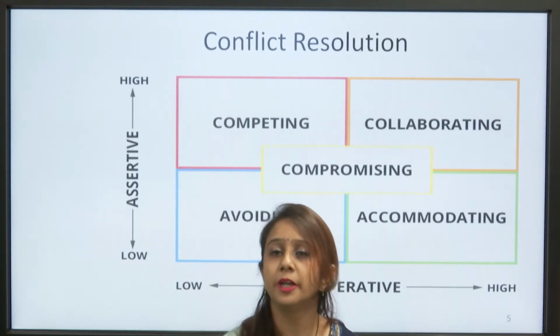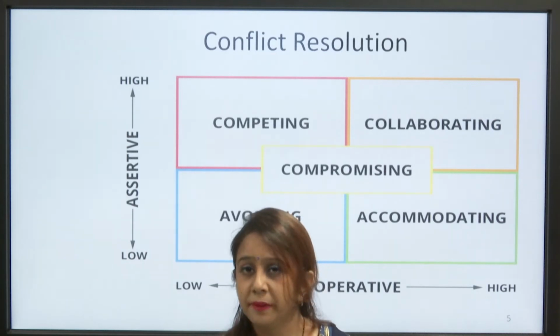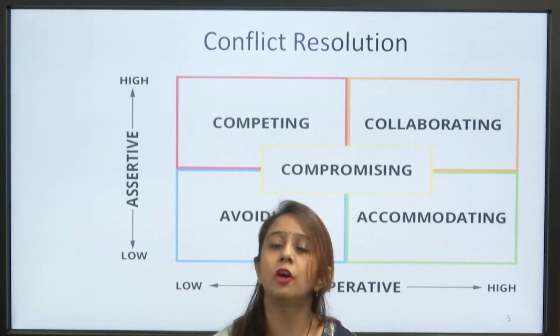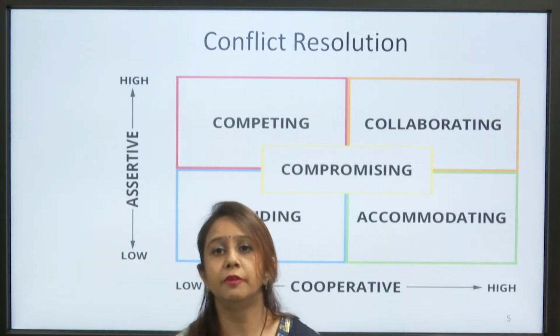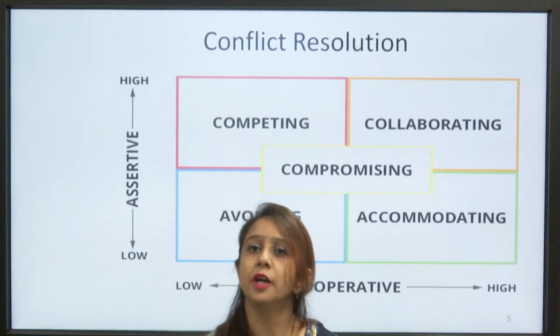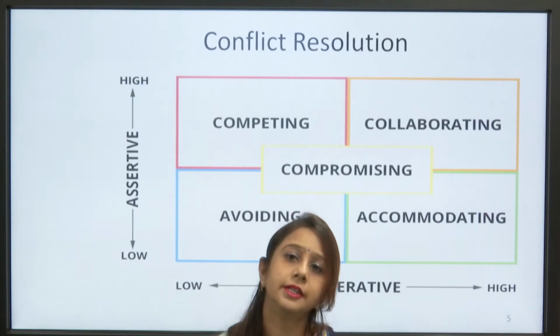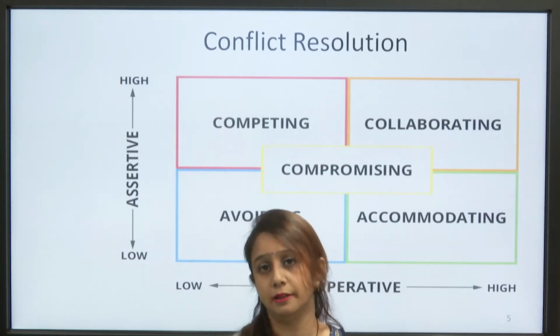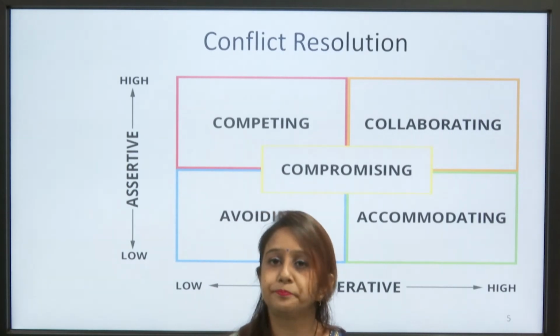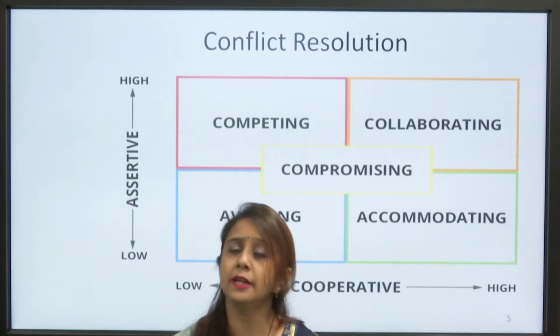Why? Because accommodating is a previous stage of avoiding, where accommodating means one of the parties will try to compromise, will try to accommodate the opinion of the other, because in this the other party has a stronger opinion, so the party with a less strong opinion has to accommodate the opinion of the stronger party.